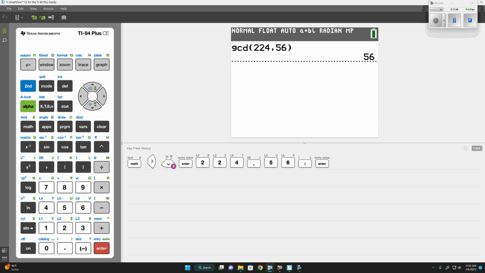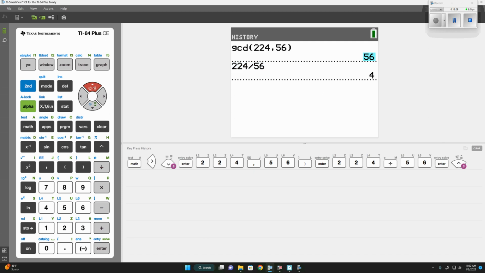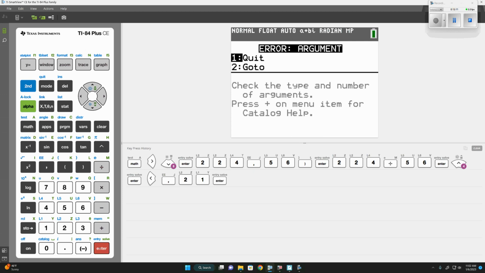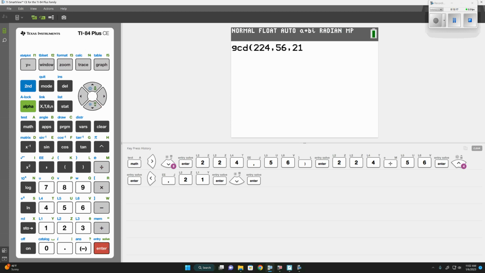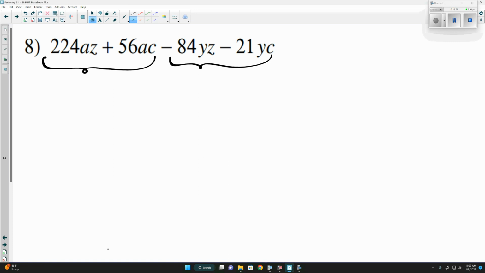it tells us that it's 56. Well, we know 56 will go into 56. We could check it. 224 divided by 56 is 4. So it will go into both. But unfortunately, we can't do more than 2. It would be nice if we could have said comma 21, but too many numbers. You can only do 2 at a time. But that is helpful for us because we can say, okay, 56 is the greatest common factor between 224 and 56. Is there anything else in common with these first 2?